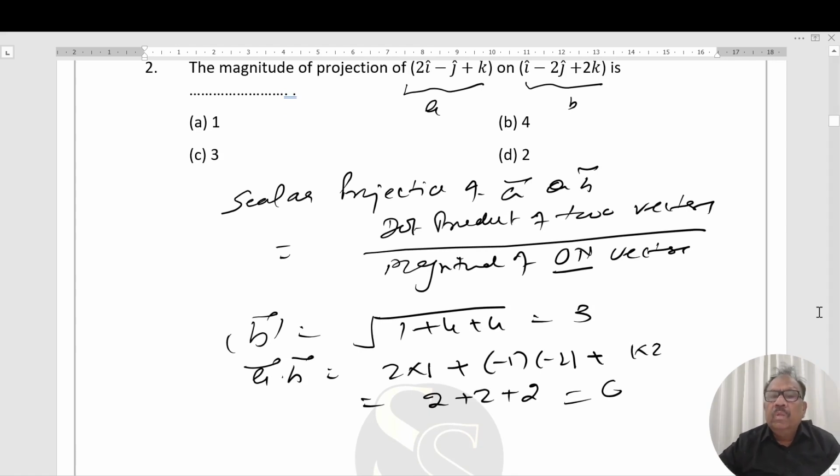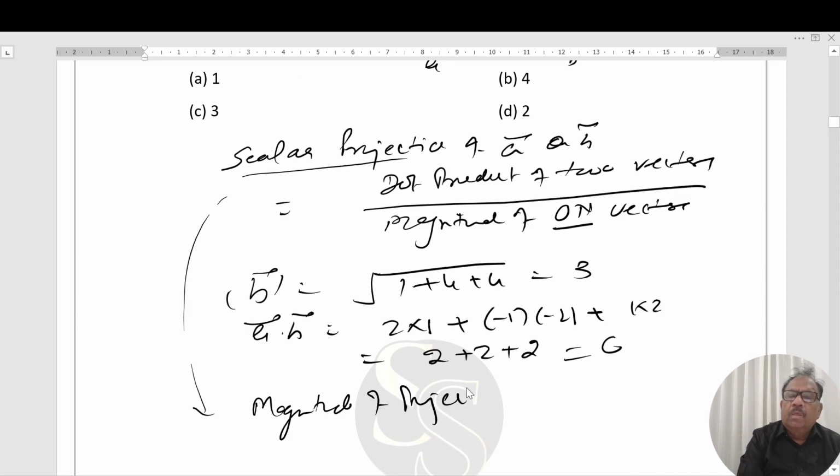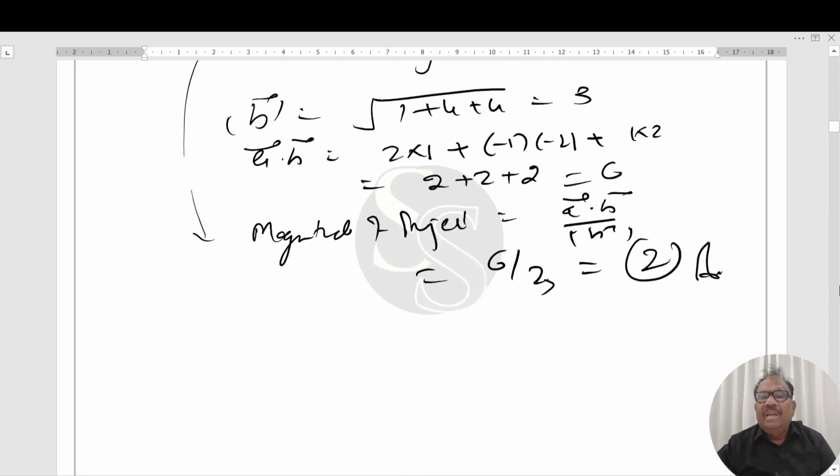Therefore, scalar projection, or you can say magnitude of projection, both are the same thing. Magnitude of projection will be equal to A dot B upon magnitude of B. On simplification, 6 by 3, 2 is the answer. D option is correct. Next question.